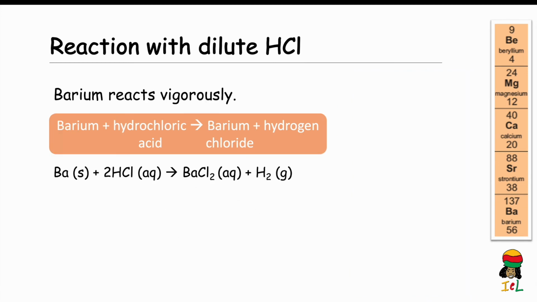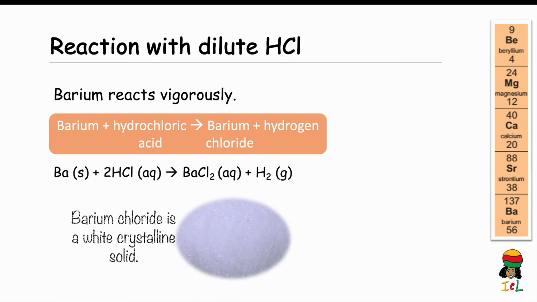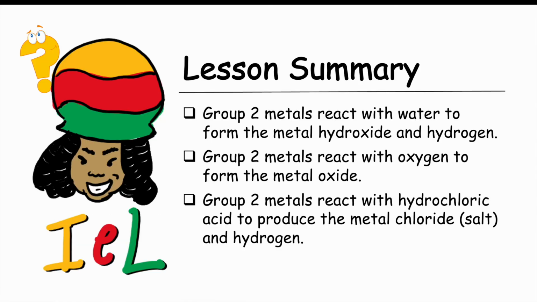Barium reacts vigorously with dilute hydrochloric acid to produce a colorless solution of barium chloride, which is a salt, and hydrogen, which is a colorless gas. When the solution of barium chloride is filtered, concentrated, and allowed to crystallize, we obtain fine white crystals of barium chloride salt. The lesson summary points include: Group 2 metals react with water to form the metal hydroxide and hydrogen.